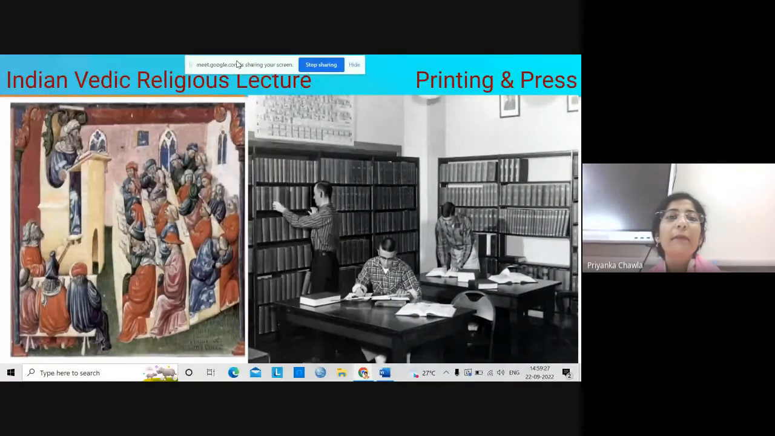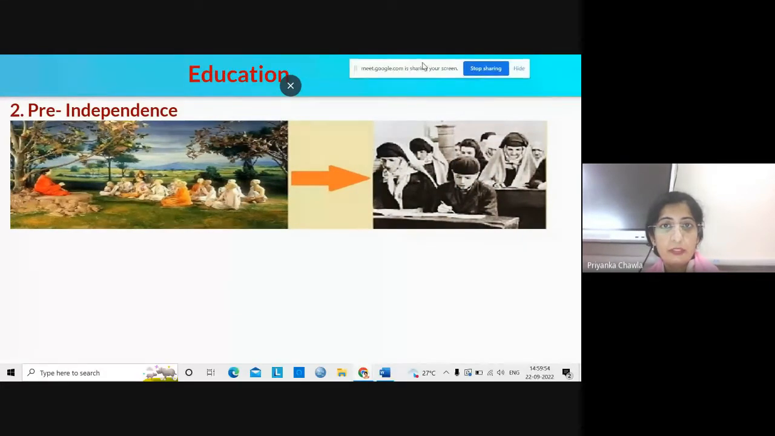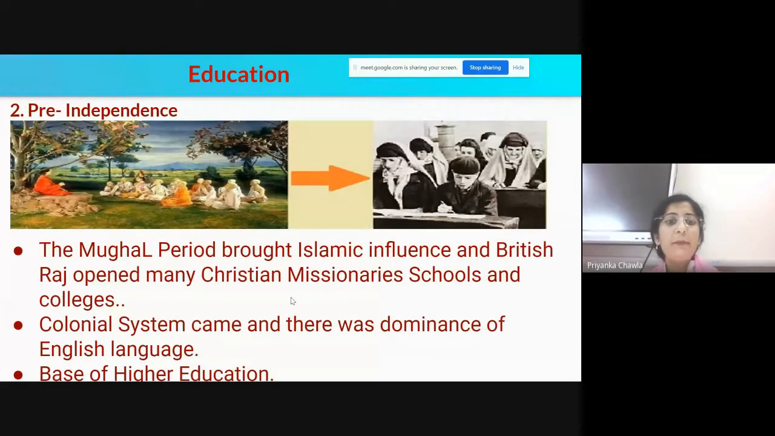The second phase was the pre-independence period. But before that, with the advent of printing press in the 15th century, the number of books increased, and for that, a number of libraries were opened. This period was influenced by the Mughals and the Britishers. The Mughals brought Islamic culture and the British Raj opened Christian missionary schools. After that, the colonial system came into the picture, and there was a dominance of the English language. That means there was a great demand for English at that time, and this was the base of higher education.